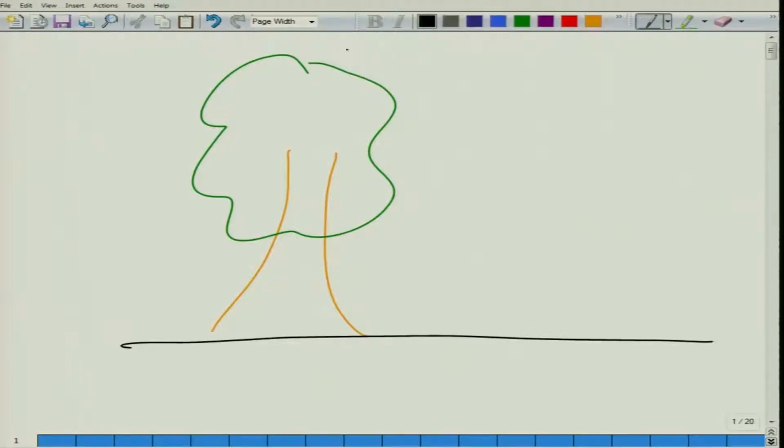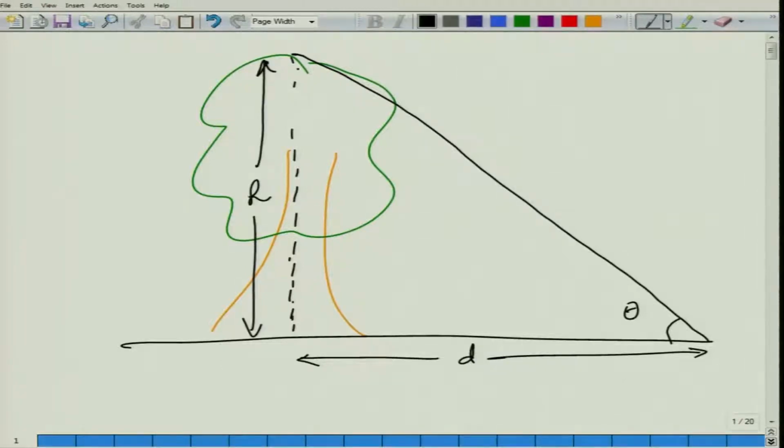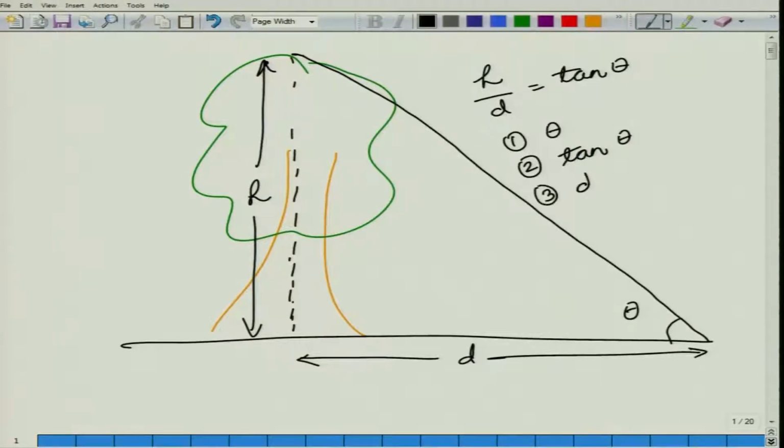Suppose you know this angle theta, and suppose you know this distance d. Then we can figure out the height h of the tree by using the trigonometric relation h by d is equal to tan theta. So, in that case we will have to measure 1, the theta value, 2, figure out the tan theta, and 3, measure out d.